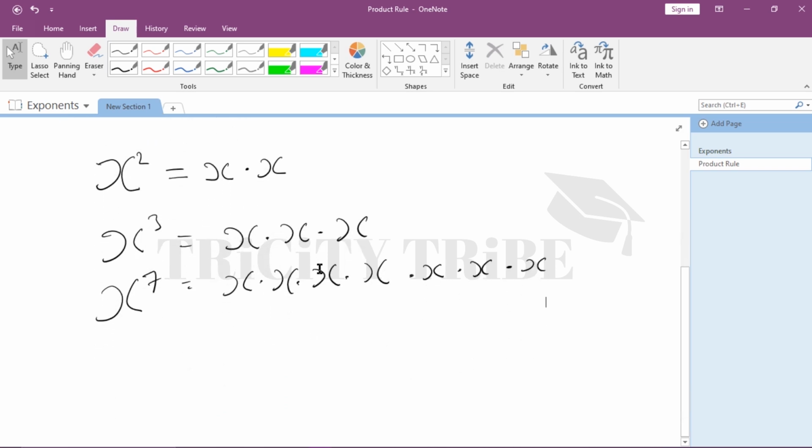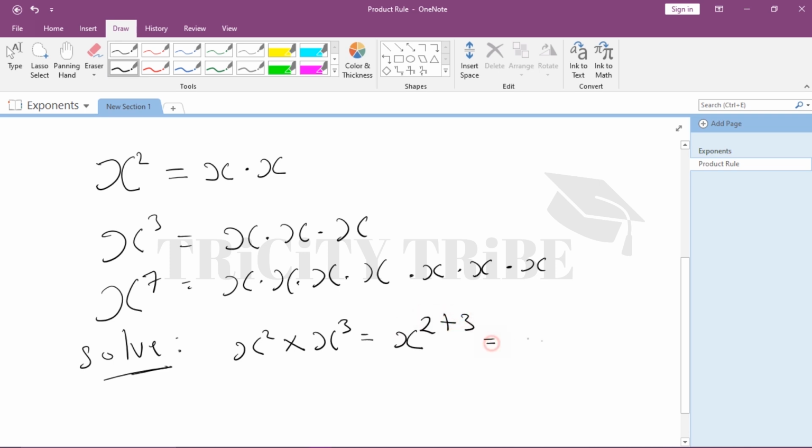Now, what if you had a question that says solve x raised to the power 2 times x raised to the power 3? The way you solve is that you write your x first, then you do 2 plus 3, and that gives you 5.